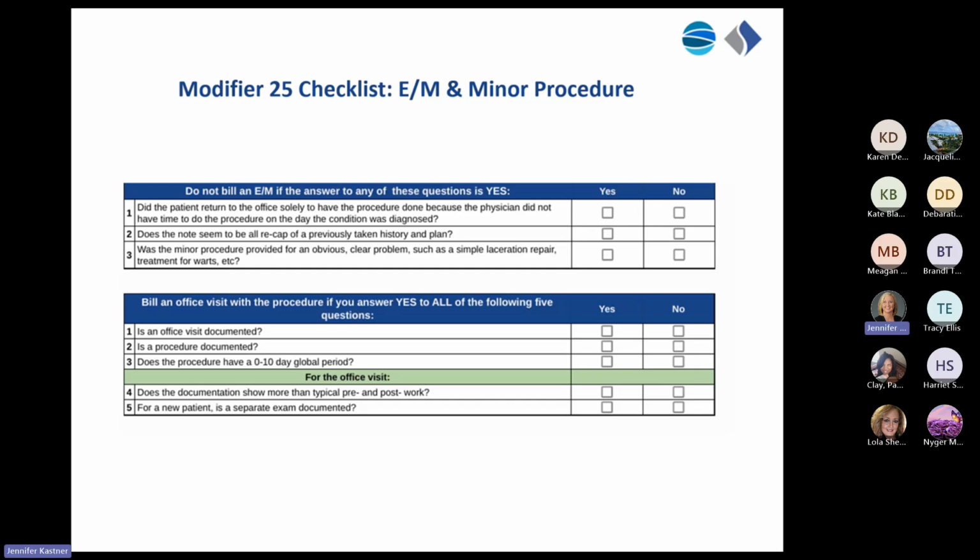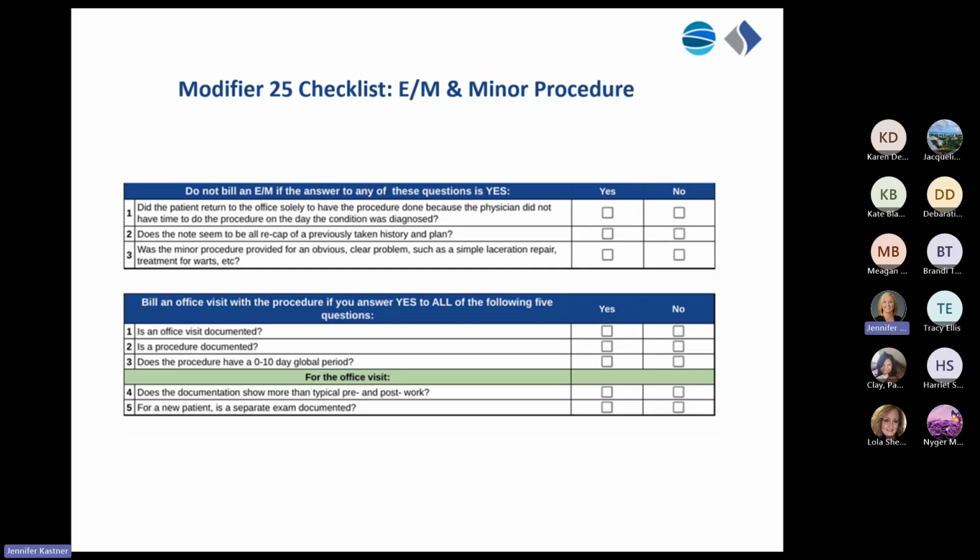On this slide, you can see where we pulled together a little checklist to help you identify when you could bill an E&M on the same day as a procedure. The first section says, do not bill an E&M if the answer to any of these questions is yes. The first one: did the patient return to the office solely to have a procedure done because the physician did not have time to do the procedure on the day the condition was diagnosed?